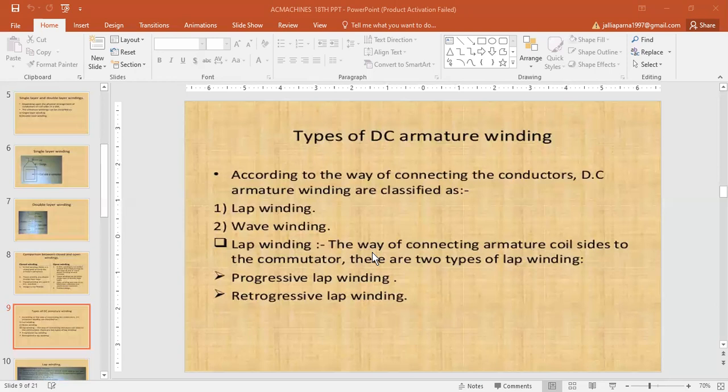Single layer winding is a winding in which one conductor or one coil side is placed in each armature slot. Such winding is not much used. Two-layer winding: in this type of winding, there are two conductors or coil sides per slot, arranged in two layers. Usually, one side of every coil lies in the upper half of one slot, and the other side lies in the lower half of some other slot.